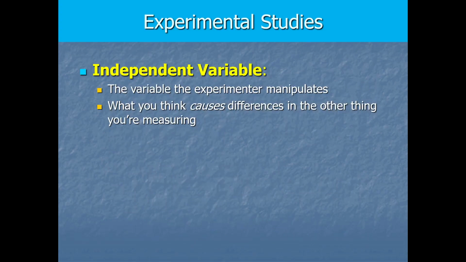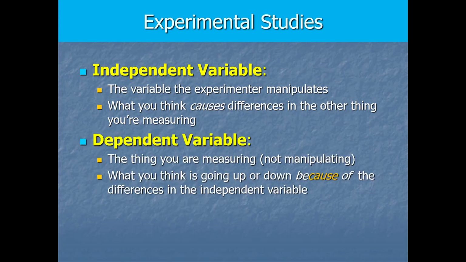So this is where the terms independent and dependent variable come from. The independent variable is the one the experimenter manipulates. This is the one you think causes differences in the other variable. Whereas the dependent variable is the thing you are measuring, so the outcome. It's what you think is going up or down, happening or not happening because of differences you made in the independent variable. Note how I've highlighted cause here in because, right? So unlike correlational research, experiments are a way to actually test causation to see if one thing causes another.